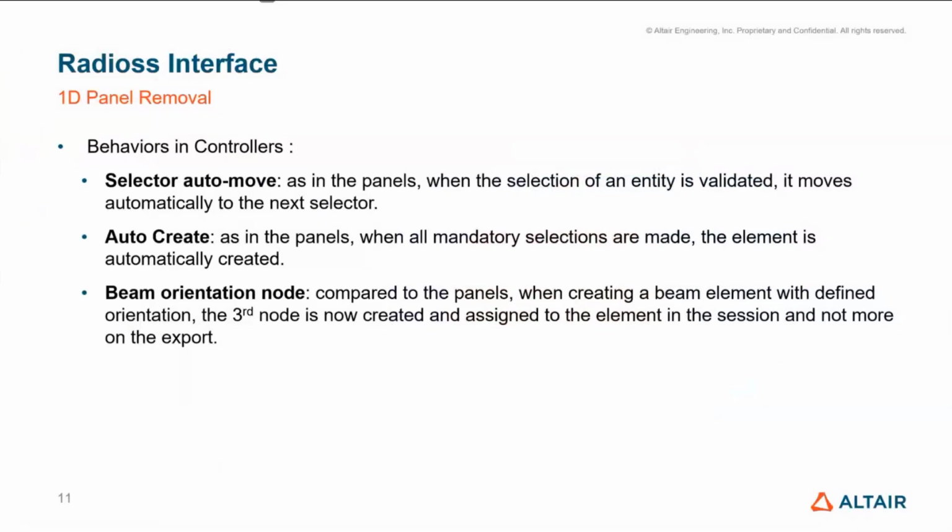Just a remark on the behavior of the controllers, some important aspects that have been put in those controllers. The selector auto-moves: once you validate one selection, it automatically moves to the next selector so that you have a smooth workflow by selecting the entities requested for the creation of the elements. At the end you have the possibility to auto-create the elements when the mandatory selections are made. This option is activated by default, which replicates exactly what was happening in the panels before. One difference with the panels, specific to the beam creation: the beam orientation node is now created in the session and assigned to the element, and no longer created during the export.